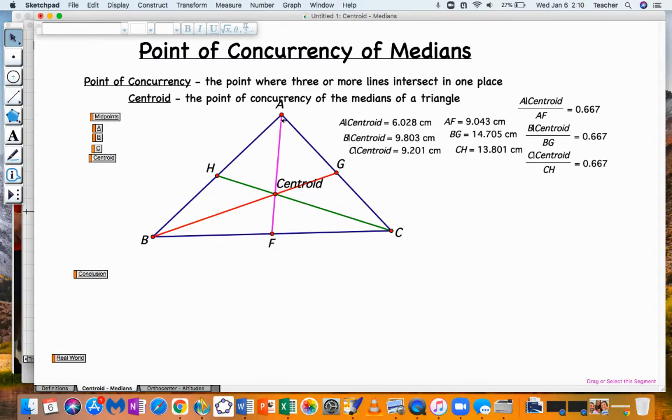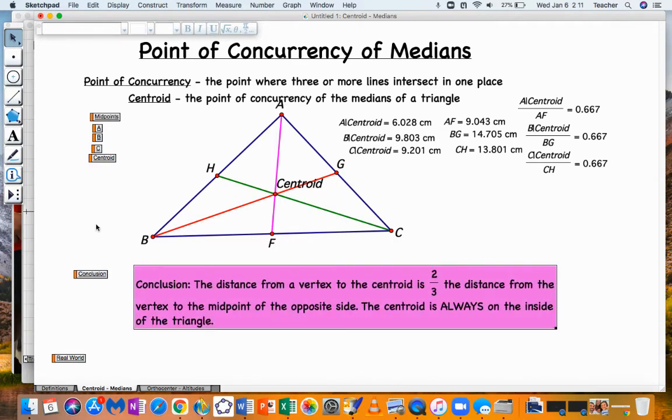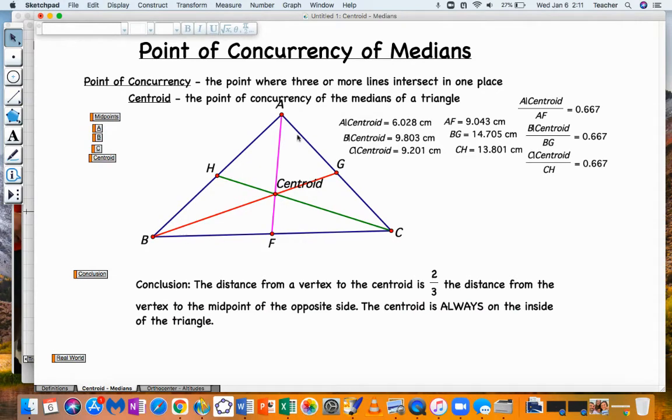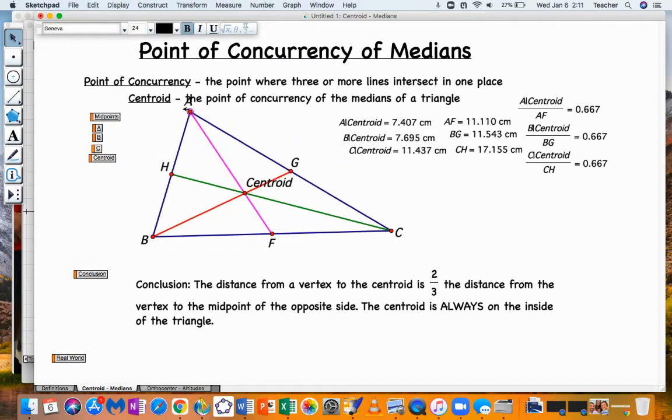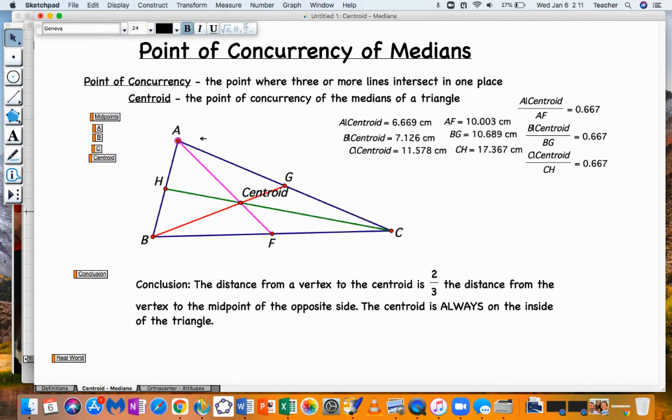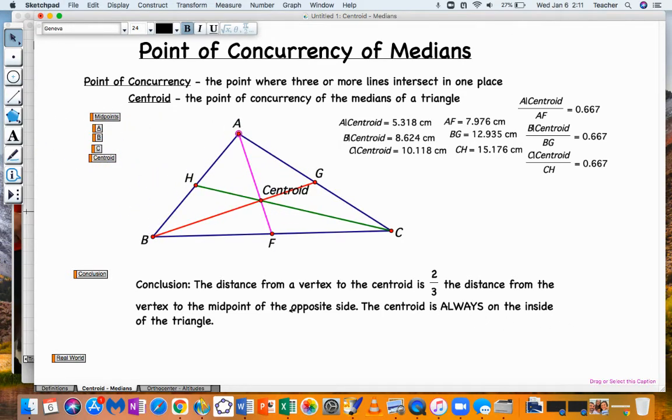But when we talk about partitioning a segment, we've talked about that in previous lessons. This is kind of an idea with that. So the conclusion we have with a centroid, dealing with medians, the point of concurrency of the medians, is that the distance from the vertex, which is A, to the centroid is 2/3 the distance from the vertex to the opposite midpoint. Okay? And then, like we did before, no matter how you move this thing, whether it's acute, a right triangle, or obtuse, the centroid is always going to be on the inside of the triangle. That's important for later on.